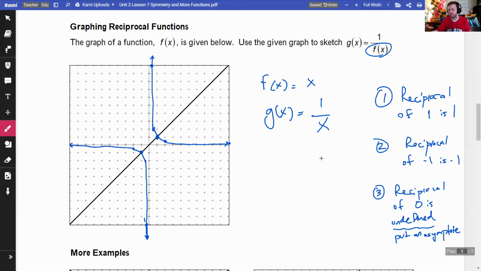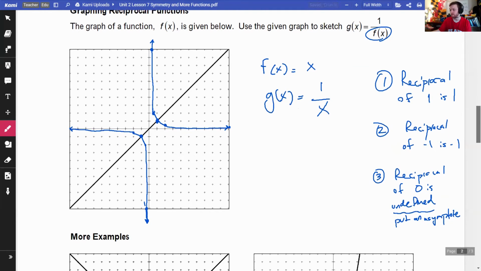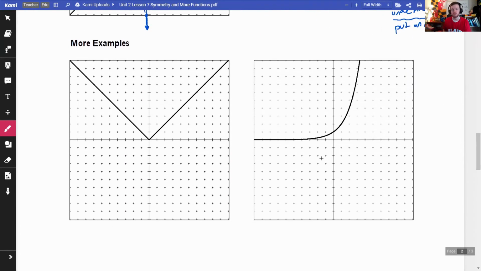This agrees with what we know 1/x to be. If we reciprocate x, we get 1/x. But if I said, hey, graph the reciprocal of x, you might have known to just graph 1/x. But what if the examples are a little bit more complicated, like you don't know what they look like? What do we do?